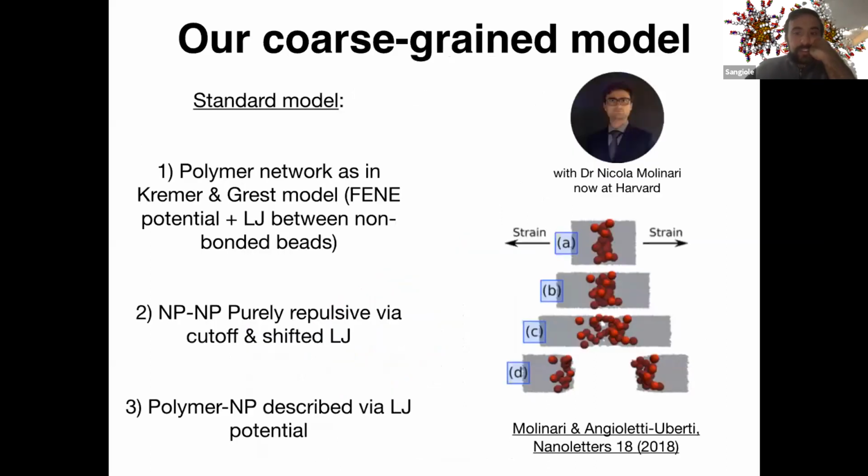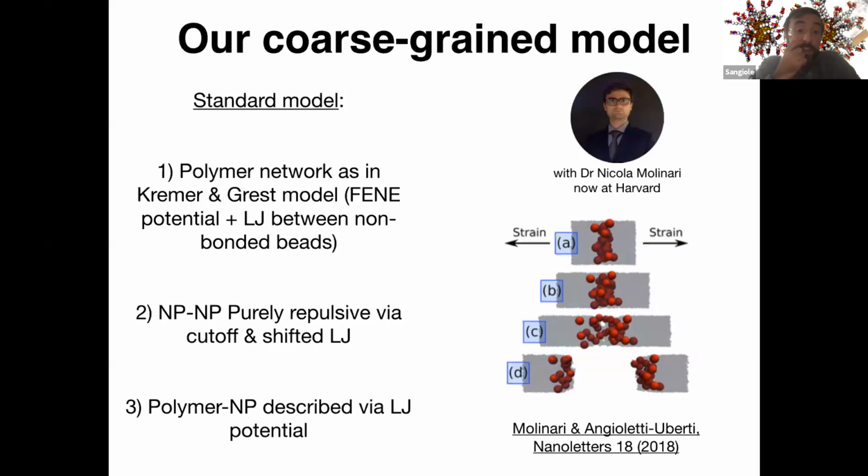So in 2017, so this was 3 years ago, we started to work on this with Dr. Nicola Molinari, who's now at Harvard. And we started with the simplest possible model that we could think about. We described our polymer network using effectively the Kremer-Grest model, which is a highly used model in polymer physics, specifically to describe the response of polymer networks to elastic deformations. So it's nothing but a FENE potential plus a Lennard-Jones potential between non-bonded beads of the polymer network.